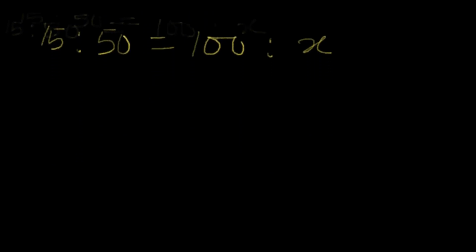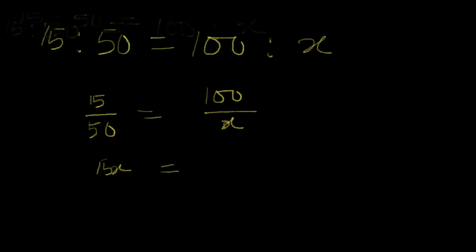Now we say 15 ratio 50 is equal to 100 ratio X. Let's break it down. This is now pure mathematics. 15 over 50 is equal to 100 over X. Cross multiply. 15X is equal to 50 times 100.